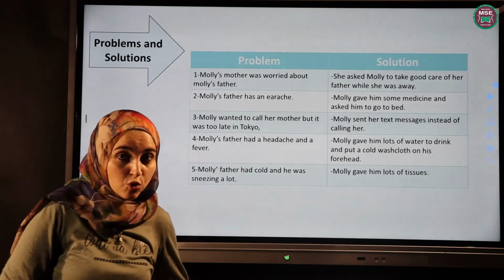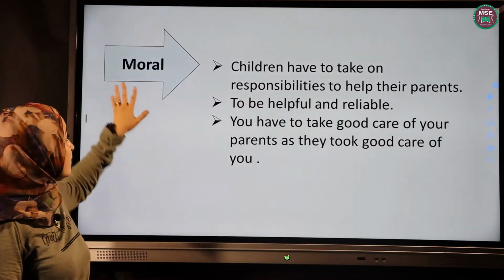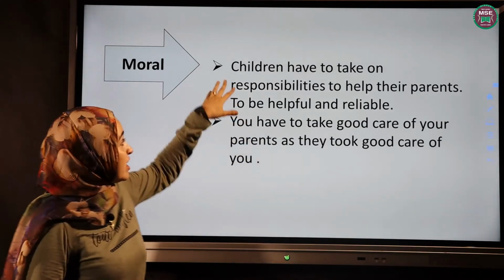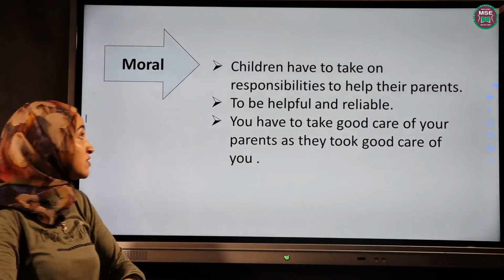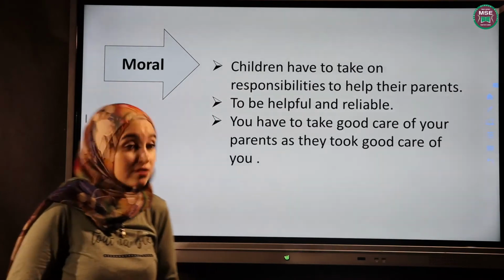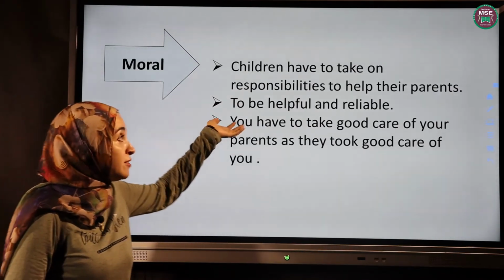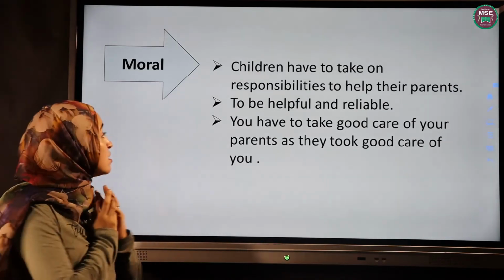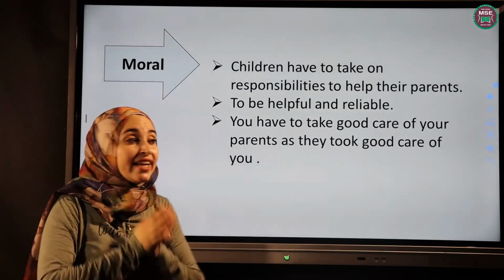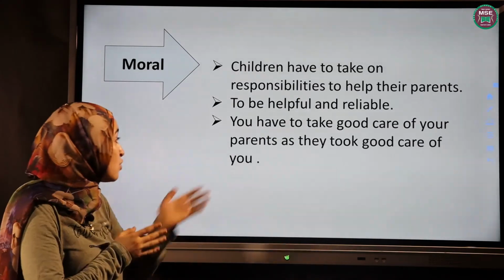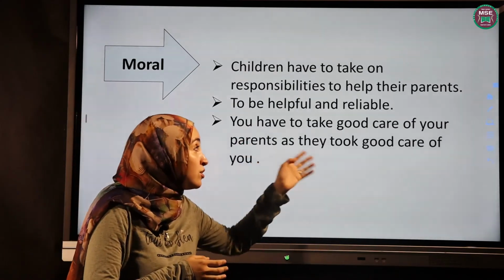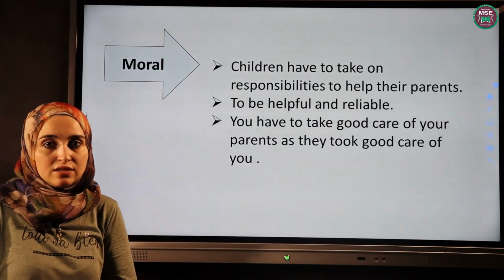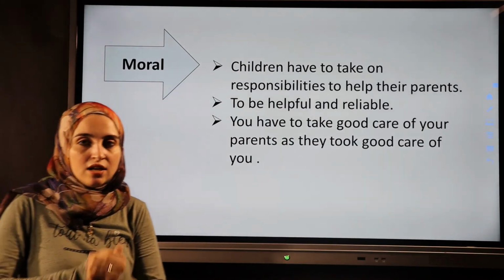Last thing, we have the morals. We have many morals here, and you can discover more. Children have to take on responsibilities to help their parents. We have to be helpful and reliable, okay? Our parents have to depend on us. You have to take good care of your parents as they took good care of you when you needed them. Okay? Thank you.